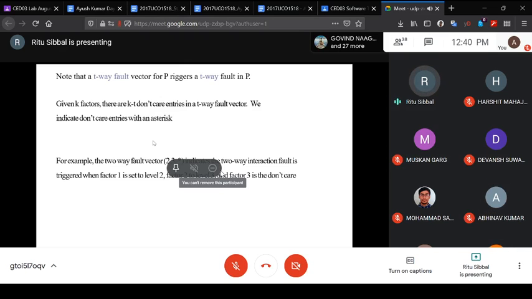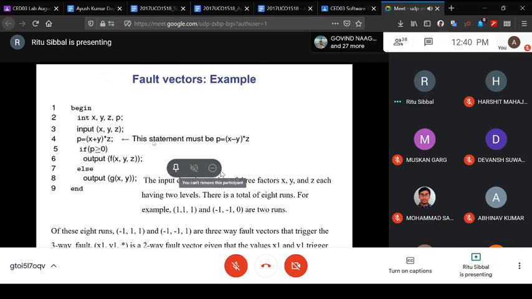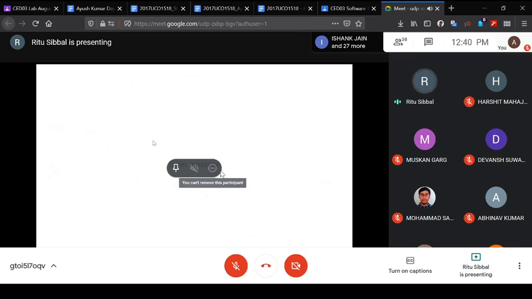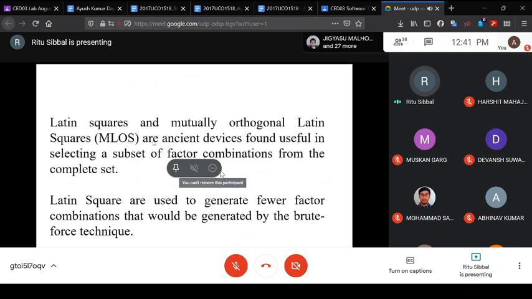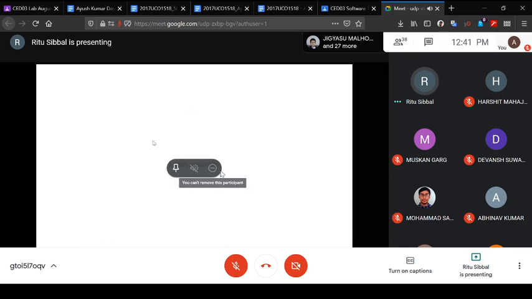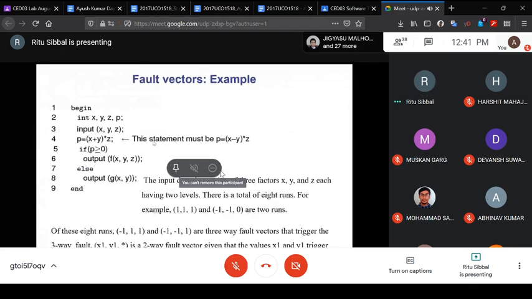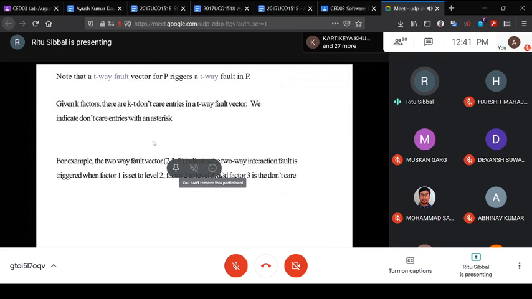ठीक है ना? तो अभी हम आज यहाँ stop करते हैं. अब कल से फिर हम fault vectors का example लेंगे with lattice squares. So then we'll see all these one by one. So we'll stop here. आप इतना ही revise कर लो अभी. अभी हमने आज करा फिर fault vectors तक.